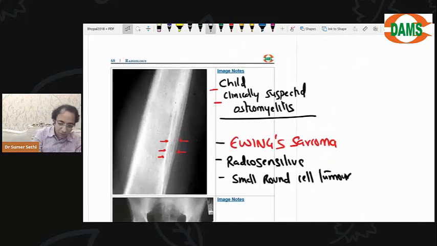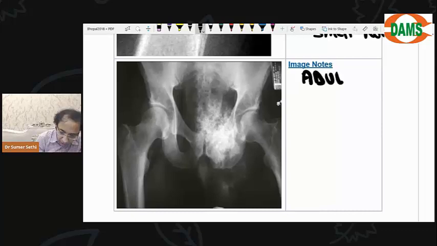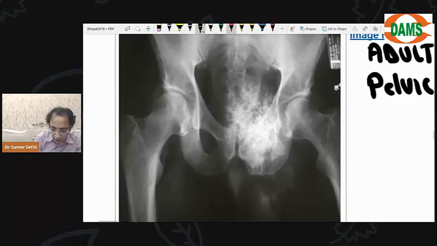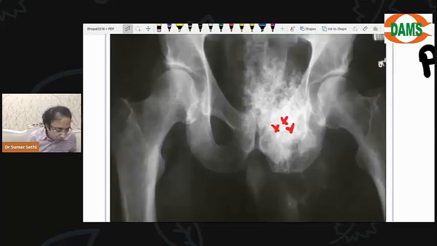Clear? Okay, very good. Now see, final picture. One more picture and we'll go. Now, the third picture is an adult where there is a problem in the pelvic flat bones. Where is the disease? This is the disease. So there is some problem in the pubis and the flat bone. Now tell me, is the tumor limited to the bone?